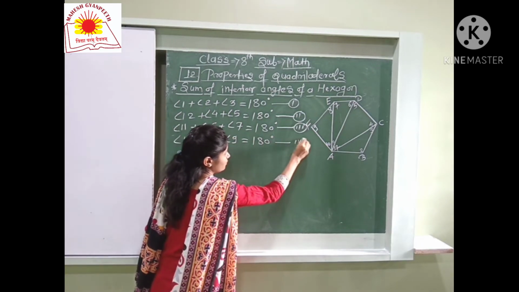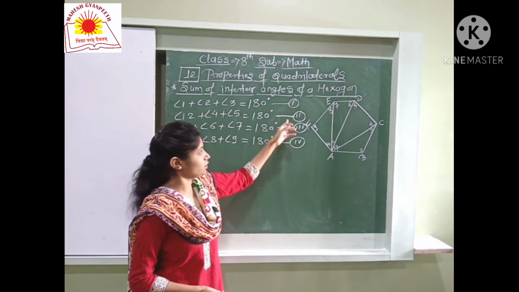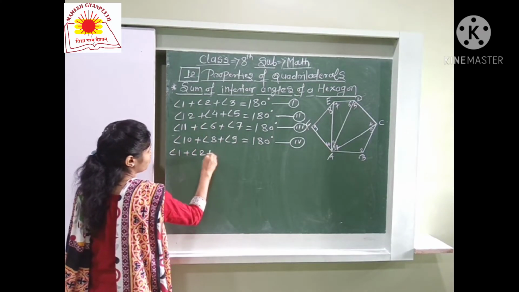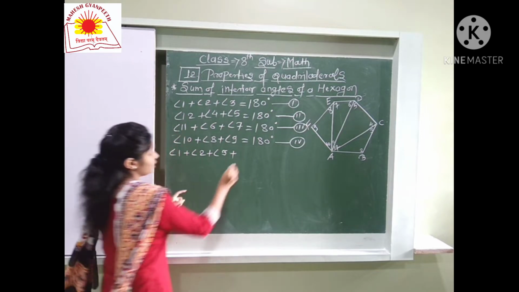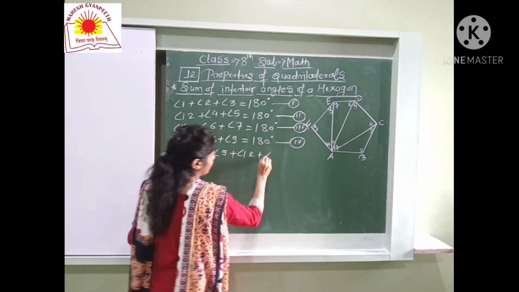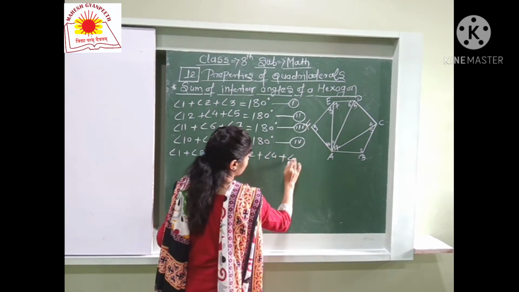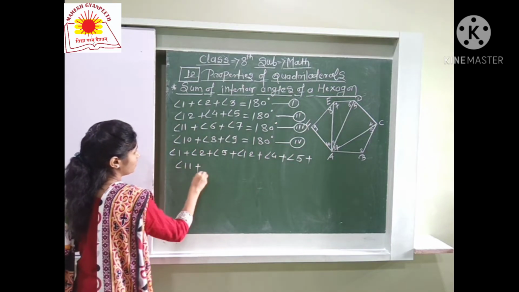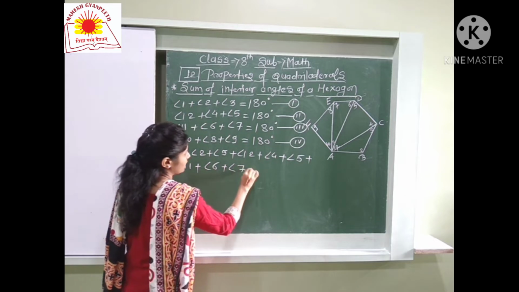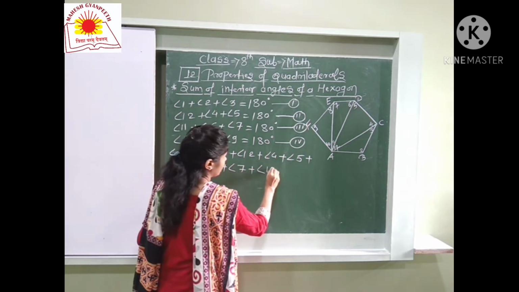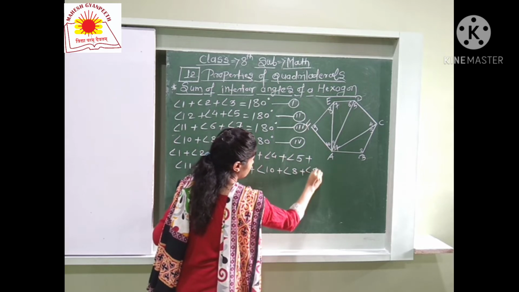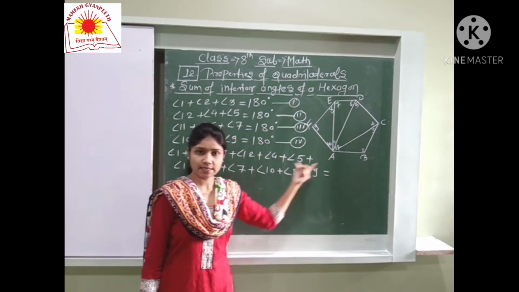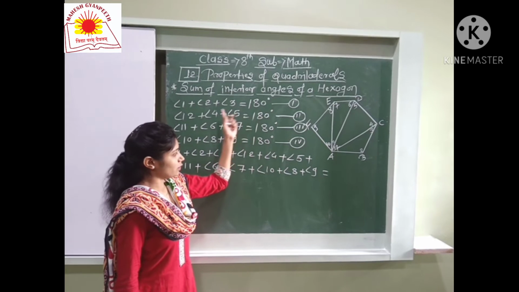Okay, students? Now we have to add equations 1, 2, 3, 4. Angle 1 plus angle 2 plus angle 3, equation 1. Then angle 12 plus angle 4 plus angle 5, plus angle 11 plus angle 6 plus angle 7, plus last angle 10 plus angle 8 plus angle 9 is equal to... Okay? Then 180. We have to add the LHS side now.